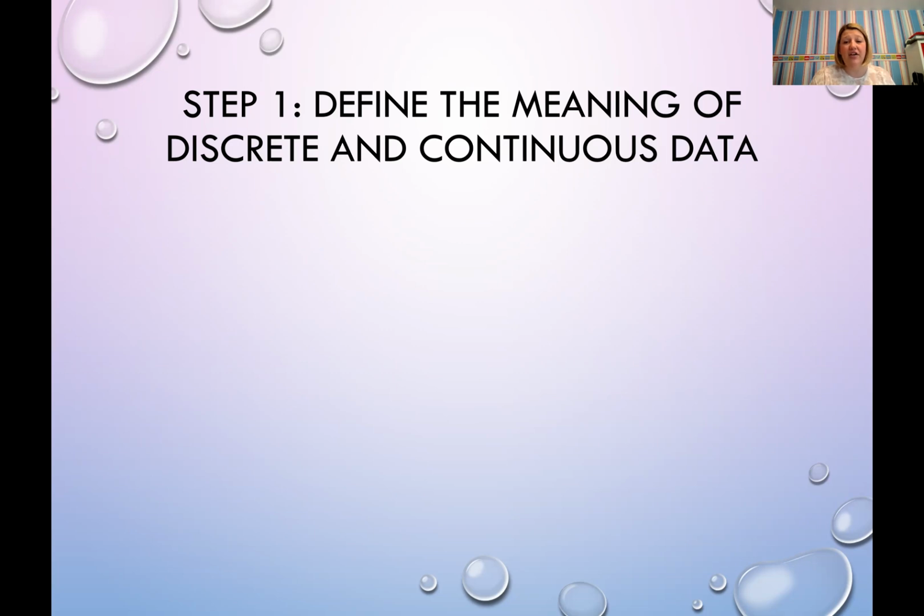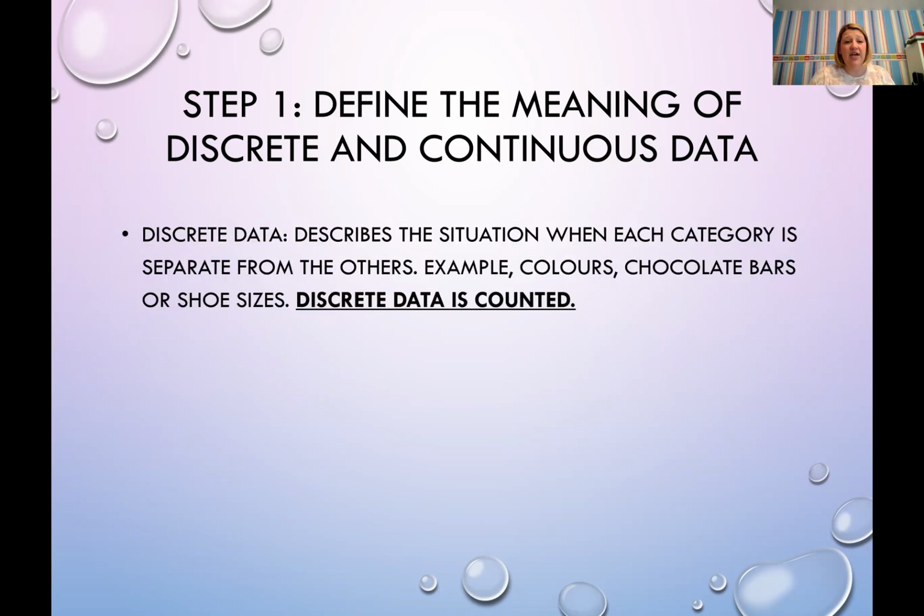So hopefully you've pressed pause and you've written your definitions, and you've come back now to the video to have a look if you're correct. So discrete data describes the situation when each category is separate from the others, for example colours, chocolate bars or shoe sizes. A really good way of knowing whether it's discrete data is that discrete data is counted. So I can count the number of people who liked rabbits, or the number of people who liked cats, for example. So I can count that data.